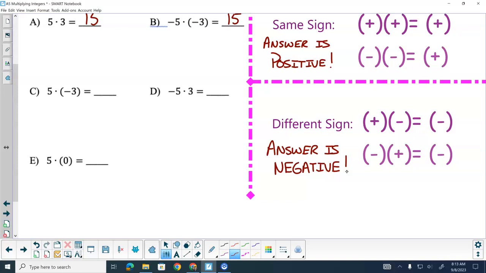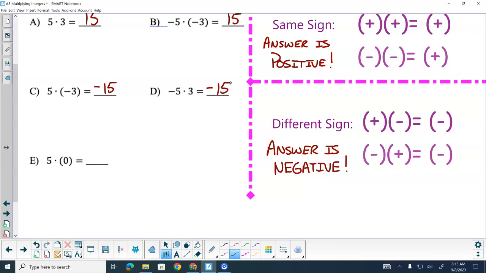So again, on C and D here now, 5 on one column or one row, 3 on the other, meet my fingers, still gets 15, but now because one of them is positive and the other one is negative, my answer needs to be negative, so it's negative 15 for both of these. With me? Okay. Signs are the same, positive. Signs are different, negative.